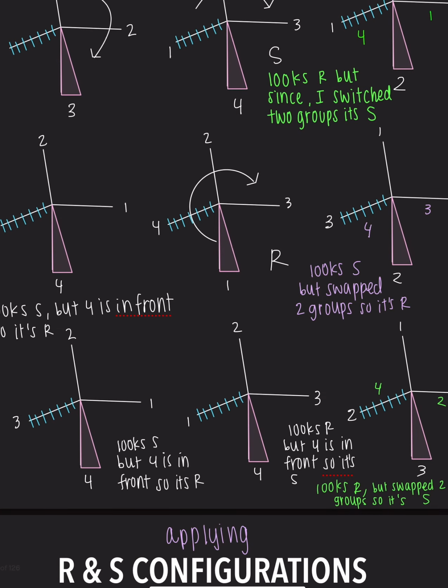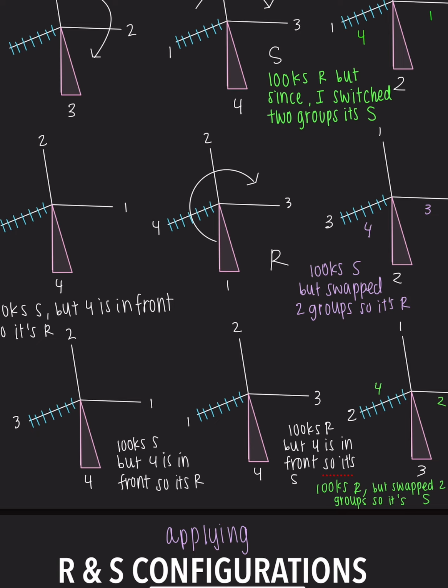Now let's go to the next one. Here you have 1, 2, 3, 4. It looks like it's going to be an S, but the 4 is in the front, so it's going to be an R. Now let's do this one. 1, 2, 3. It looks like it's going to be an R, and it is an R because the 4 is in the back. Okay, next one.